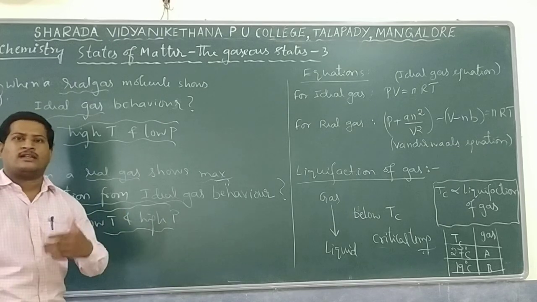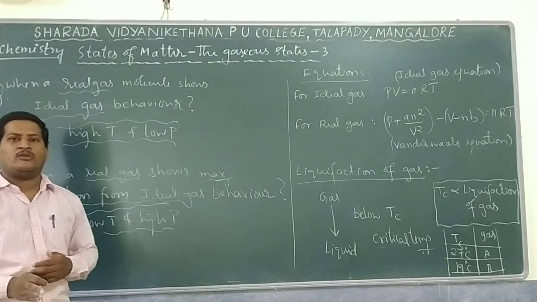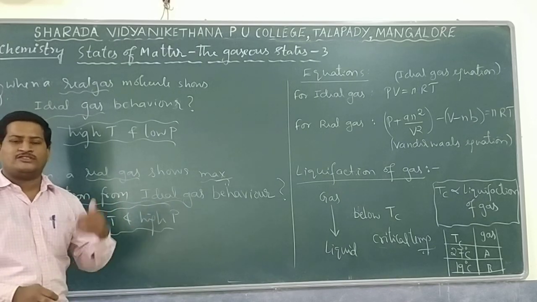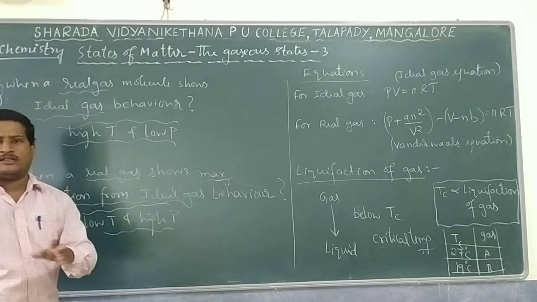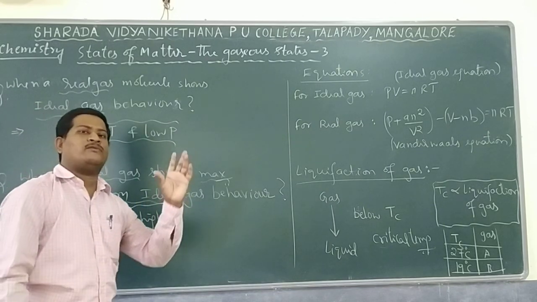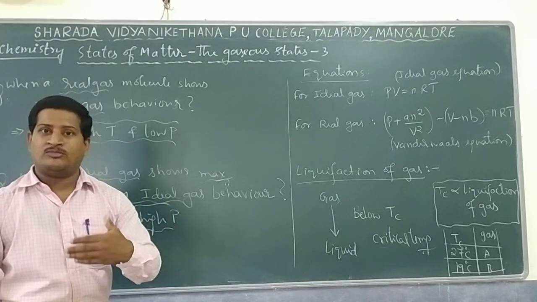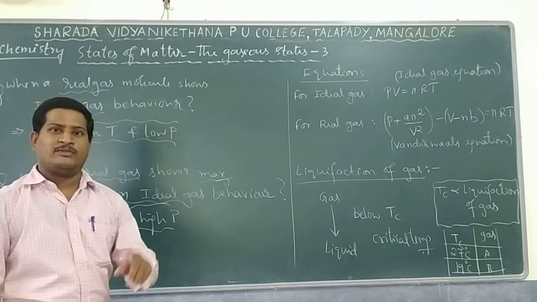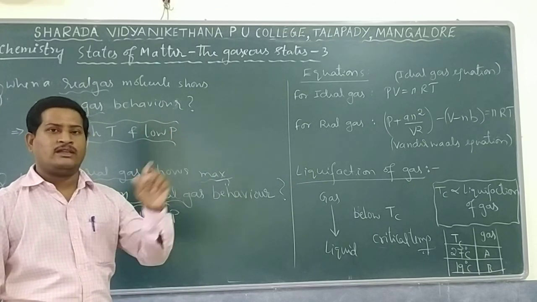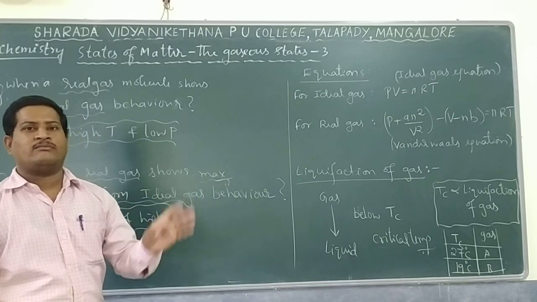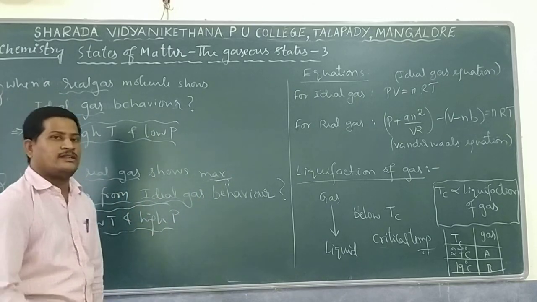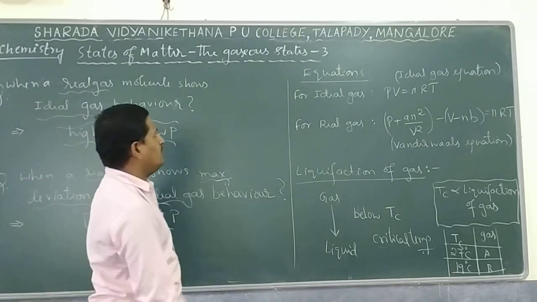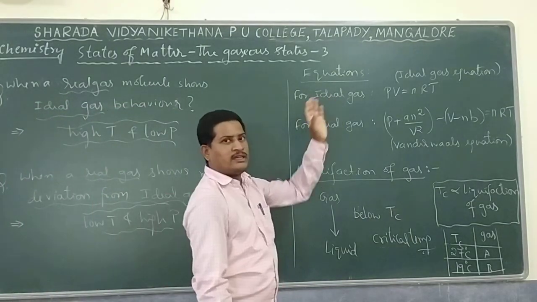Another condition, already said: if the force of attraction between the molecules is 0, then it shows ideal gas behavior. Or if the volume is negligibly small, then it is an ideal gas. But practically it is not possible to bring the volume of a gas molecule to a negligibly small amount, and the force of attraction cannot be stopped. It is possible at minus 273.15, but practically that temperature cannot be reached. That is called absolute zero temperature. So these are all the conditions; let us go on to some equations.